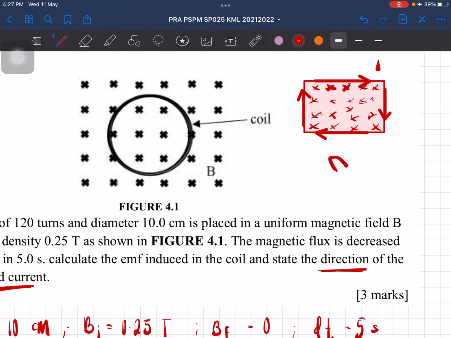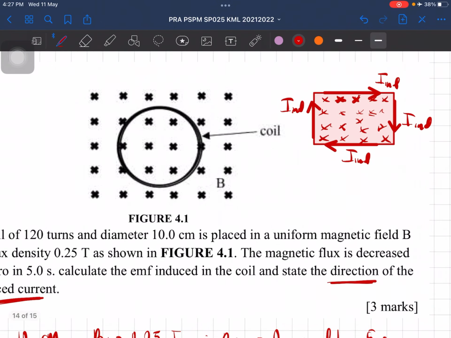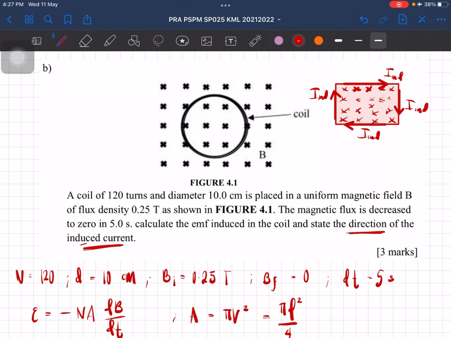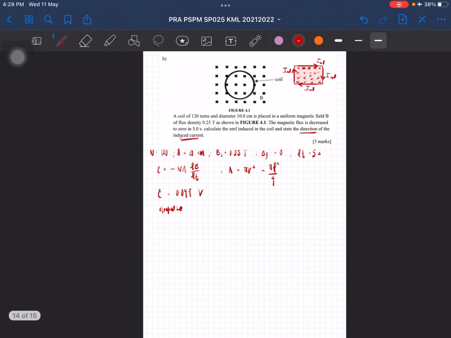Okay, so this is our induced current. This is the direction. Okay, so hopefully you get that. Just do your right hand grip rule. So our thumb will be pointing into the screen, and then our other 4 fingers is showing a clockwise motion. Okay, so clockwise motion is like this. Okay, so the direction is clockwise. Alright, that is question B.